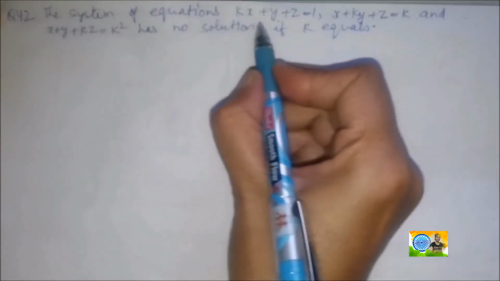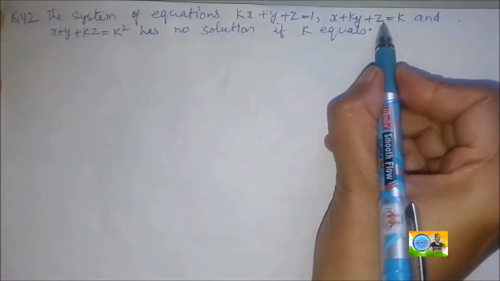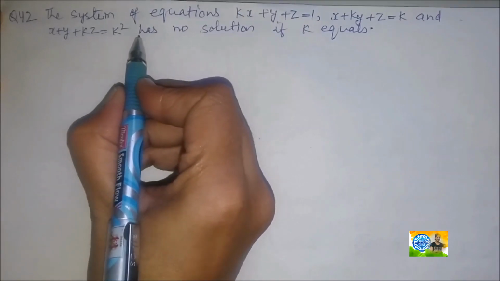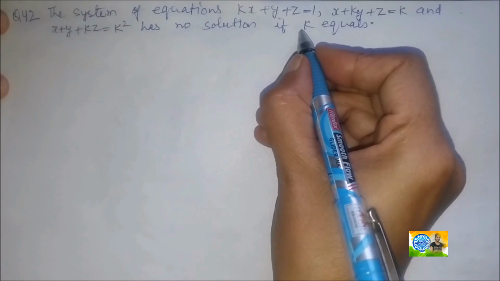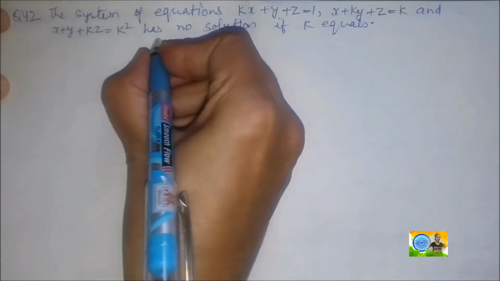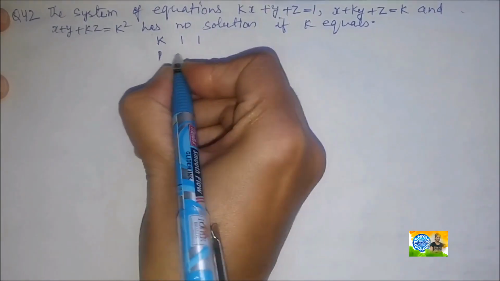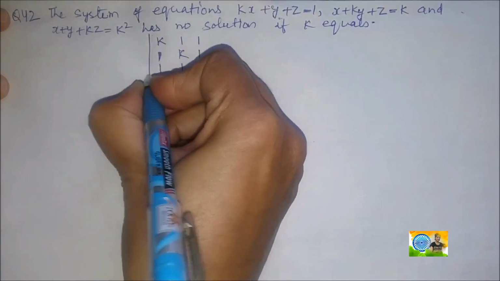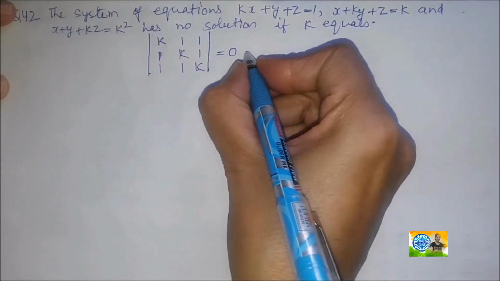The system of equations kx plus y plus z equals 1, x plus ky plus z equals k, and x plus y plus kz equals k square has no solution if k equals. In this question, for no solution, the value of the determinant should be 0. So let us take k, 1, 1; 1, k, 1; 1, 1, k. The value of this determinant should be 0. So let us find the value of this determinant.